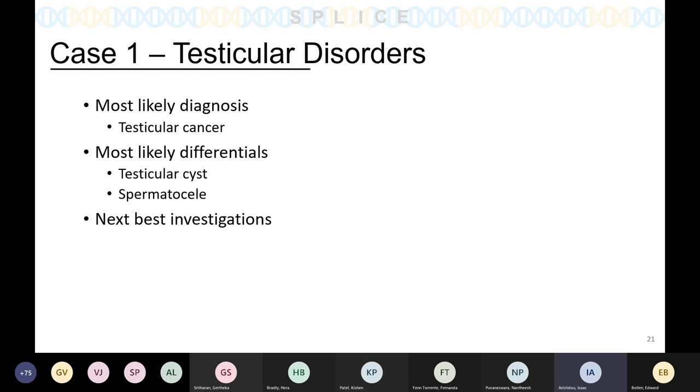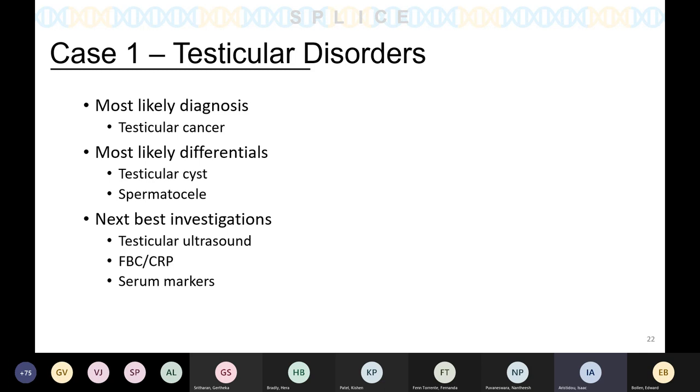So spermatocele is similar to a testicular cyst, yeah, urine dip, nice. But I think spermatocele is sort of like when you get sperm stasis. So once again, it's just a benign sort of testicular mass, whereas a cyst is just fluid collection. Yeah, so testicular ultrasound is what you're going to do for this patient.